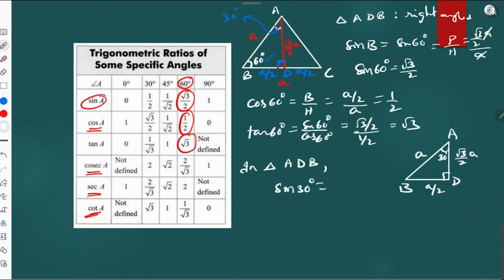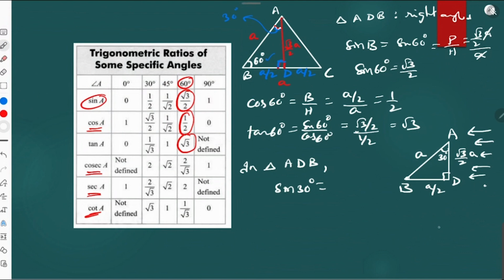So sine 30 is, okay, here with reference to 30, the opposite or perpendicular will be a by 2, not root 3 by 2. Root 3 by 2 will be the perpendicular with reference to angle B, but we are looking at the angle A. So you look at it from this place. It is the base from there. Then what will be the perpendicular when you look from this place here? So the perpendicular will be a by 2.